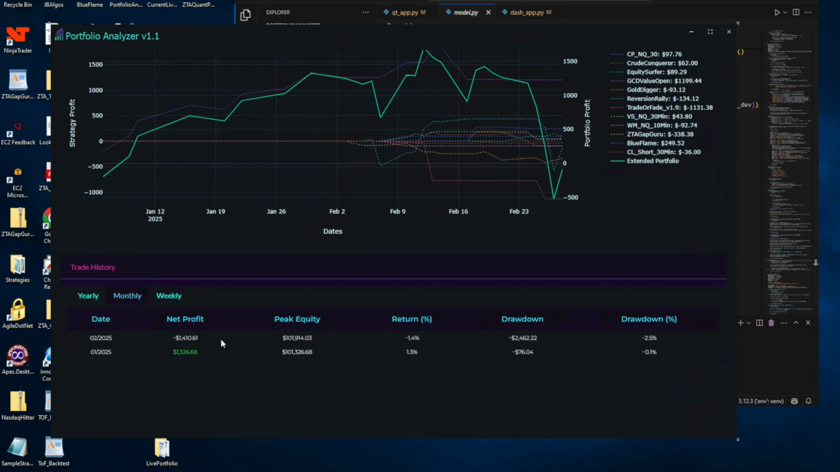So again, the ZTA quant portfolio had a minus $1,400 month. Our portfolio had a minus $3,800 month. I wish I was only trading the ZTA portfolio this month, but it is what it is, man. It's the name of the game.